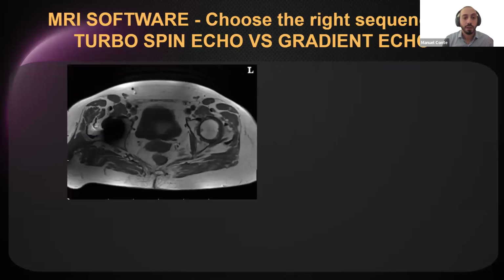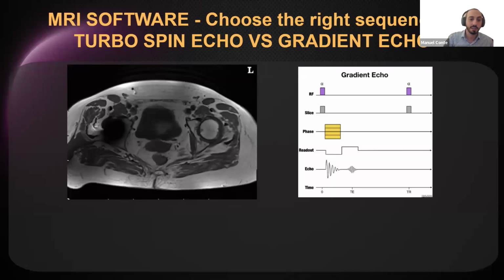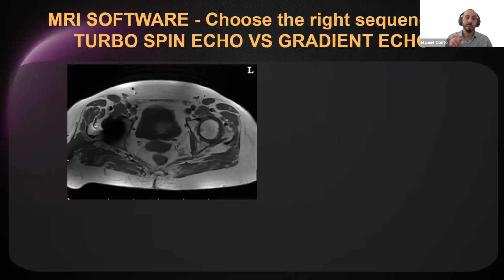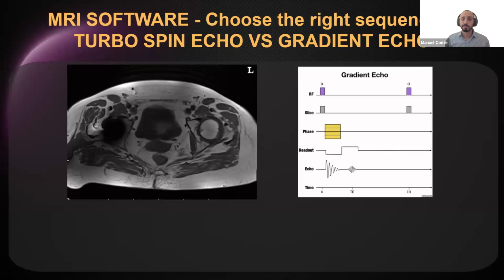This is a T1 turbo-spin echo sequence. As you can see, there is a metal artifact. It's not that pronounced. And when you scan turbo-spin echo or spin echo sequences, I suggest making the TE shorter. Why? Because if you decrease the TE, the time of echo, the amount of time that you give the spins to dephase is shorter. So it helps to reduce the metal artifact.